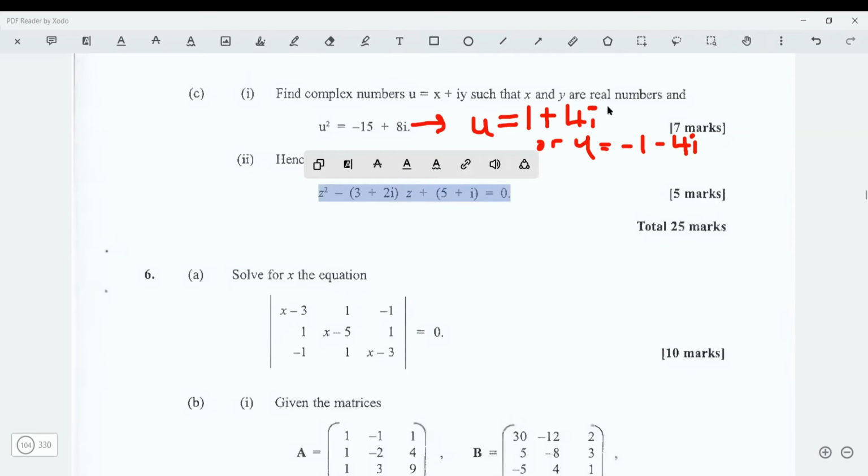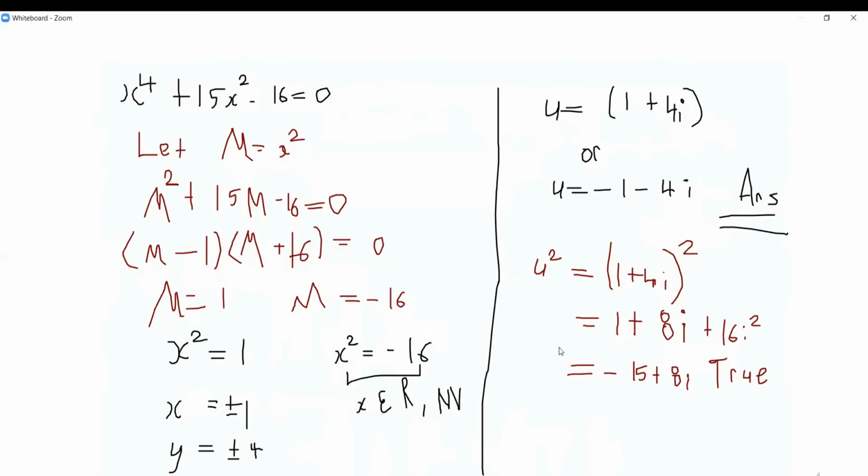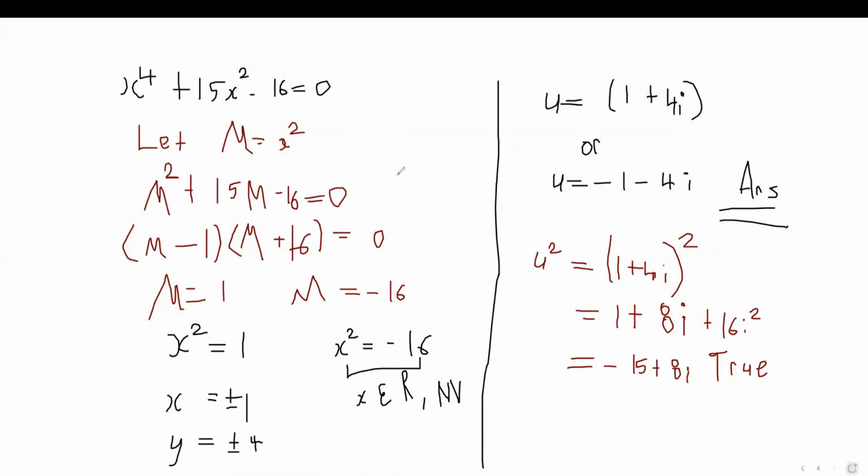Control C. We're going to do this question now. I'll set it down nice and easy, no issues. So you have this question right here that you're supposed to solve now, and it's a "hence." So this is z squared minus (3 plus 2i) z plus (5 plus i).